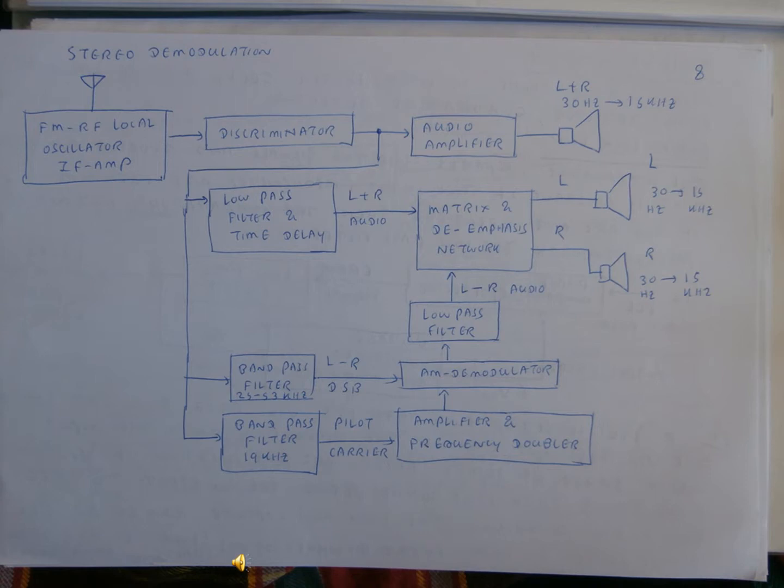Now, for the stereo demodulation system, we have the input frequency waveform, frequency modulator, radio frequency, local oscillator, and intermediate amplifier, then the discriminator and audio amplifier, left and right, 30 hertz to 15 kilohertz speaker. From the discriminator and audio frequency amplifier, the signal goes to the low pass filter, time delay, and band pass filters.